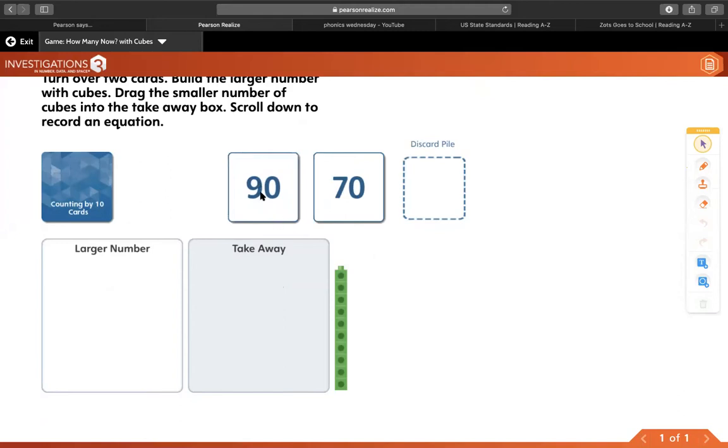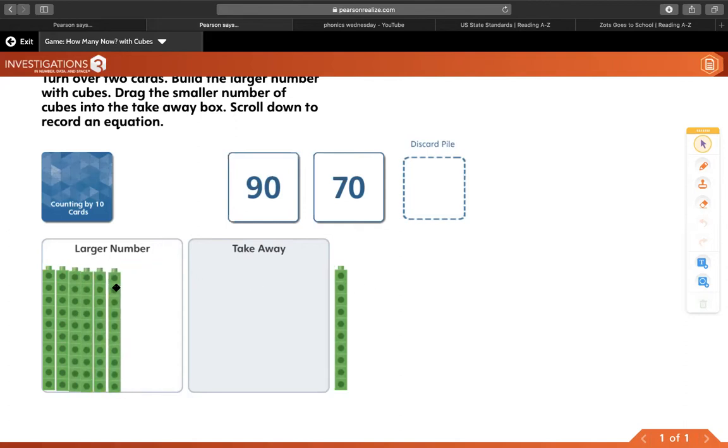All right, so we need to start with our bigger number, 90. Let's look at the first number. That's a 9. So that means we need 9 towers of 10. 1, 2, 3, 4, 5, 6, 7, 8, 9. We have 9 towers of 10 or 90 cubes.